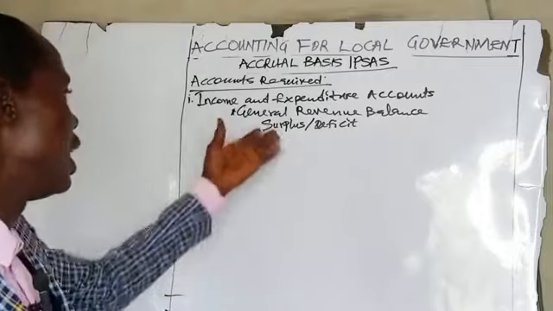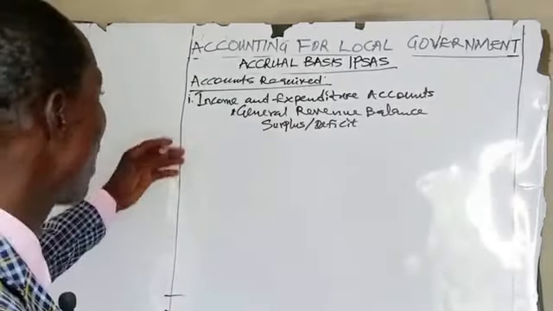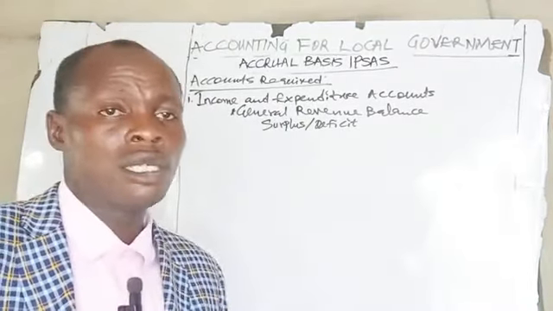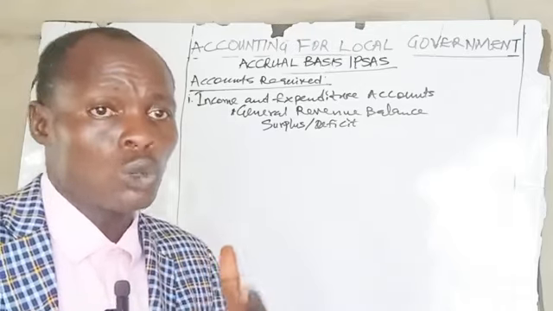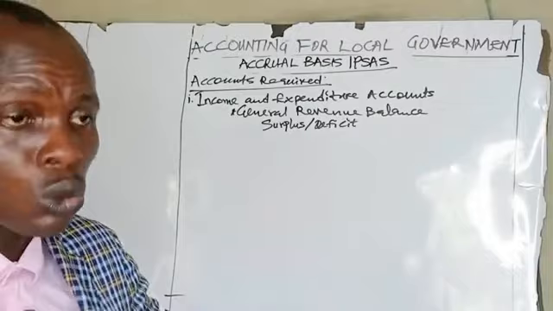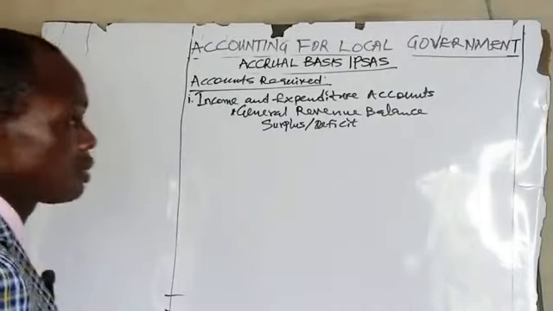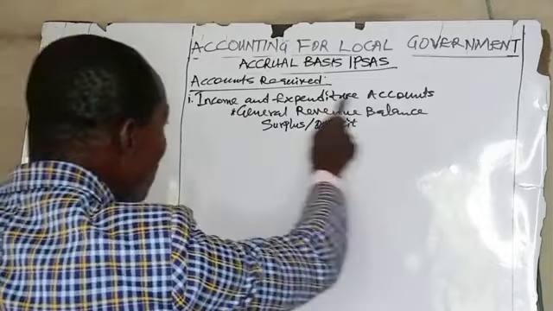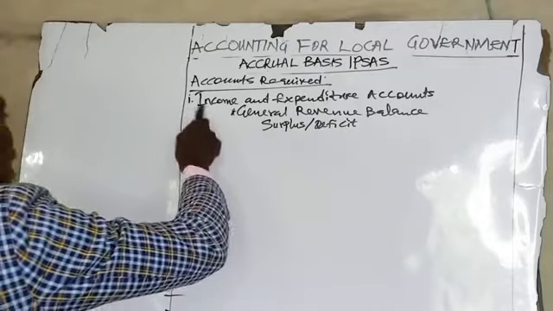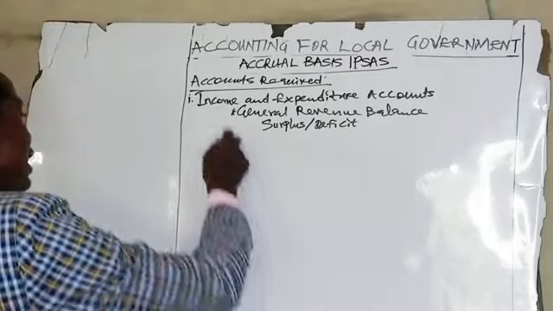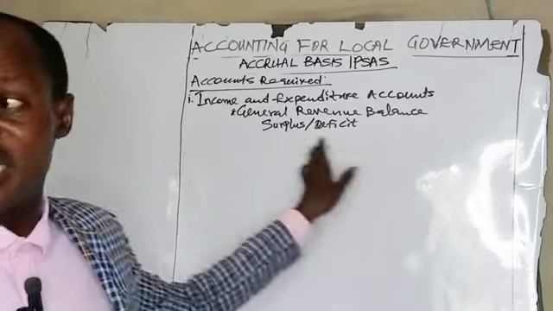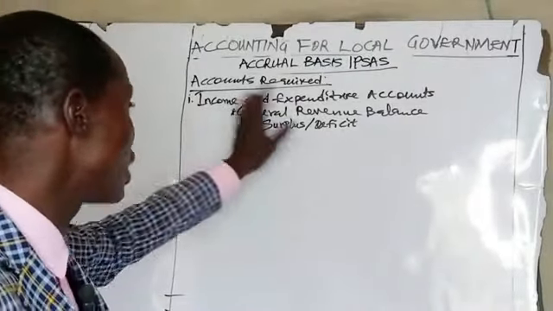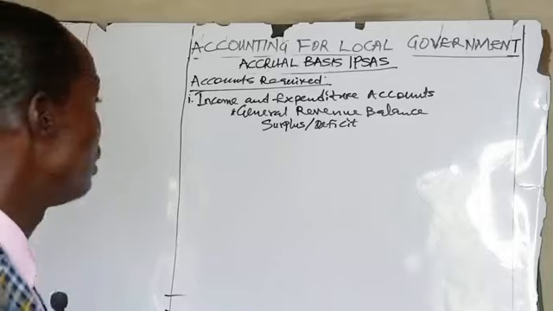It is prepared in line with accrual basis. Under accruals, we recognize transactions when they occur, not when cash is received or when payments are made. So capital expenditure will not be included in this account. It will not contain capital expenditure. Items such as depreciation will be charged in this account. We recognize transactions in line with accrual basis.